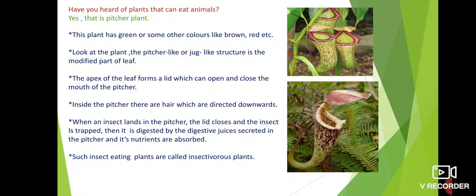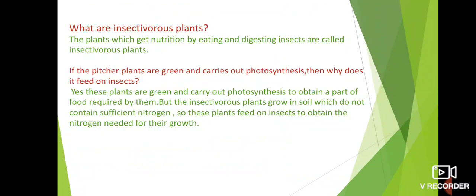Let's know the definition of insectivorous plants. What are insectivorous plants? The plants which get nutrition by eating and digesting insects are called insectivorous plants. For example, the pitcher plant gets nutrition by eating and digesting insects. That's why the pitcher plant is called an insectivorous plant.